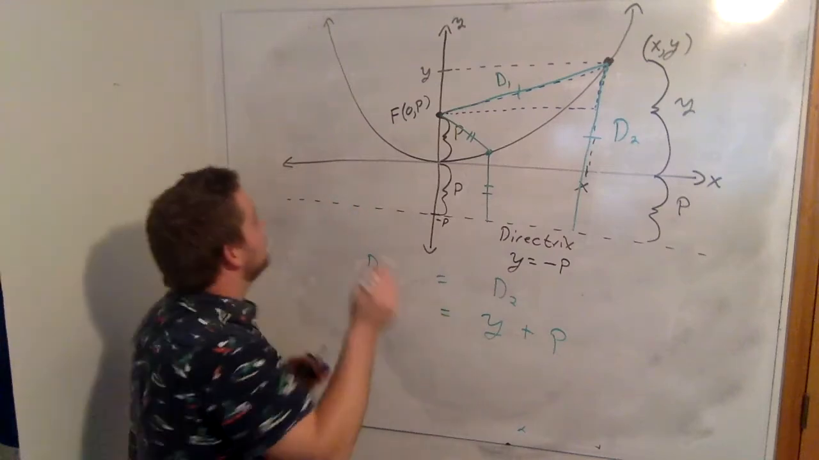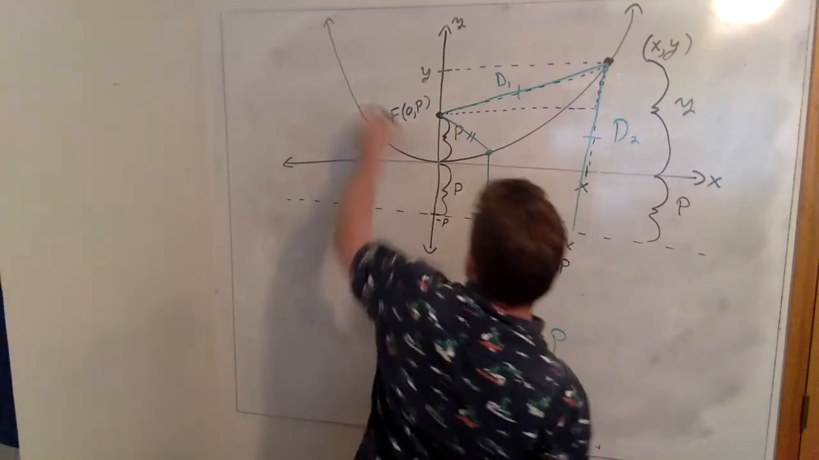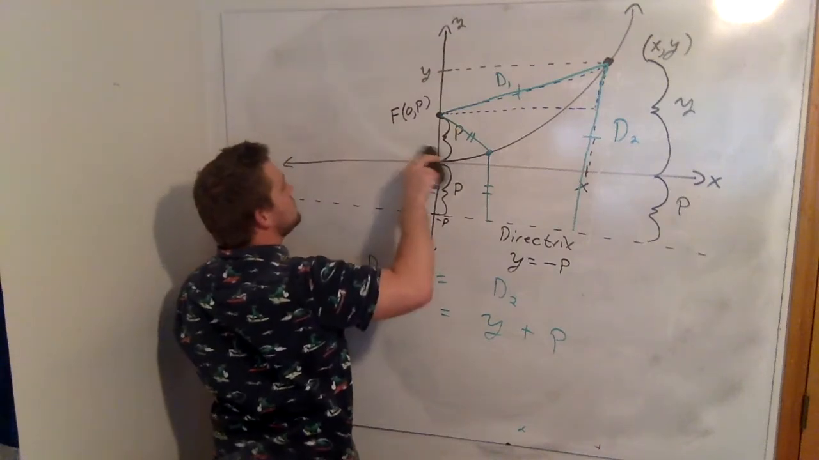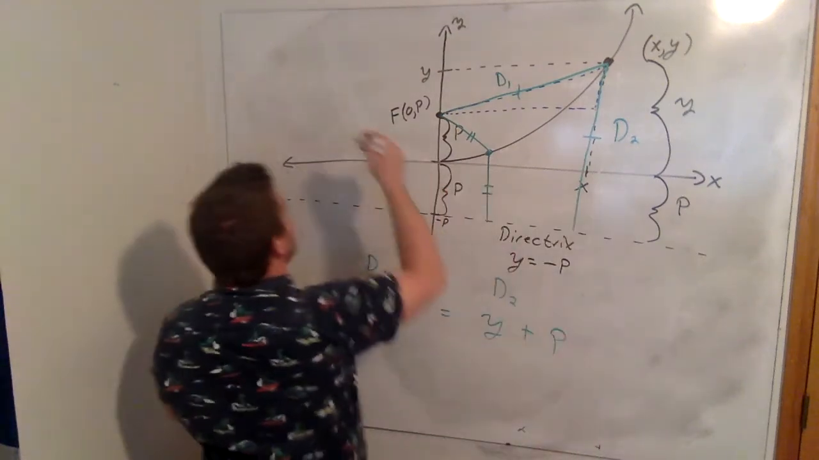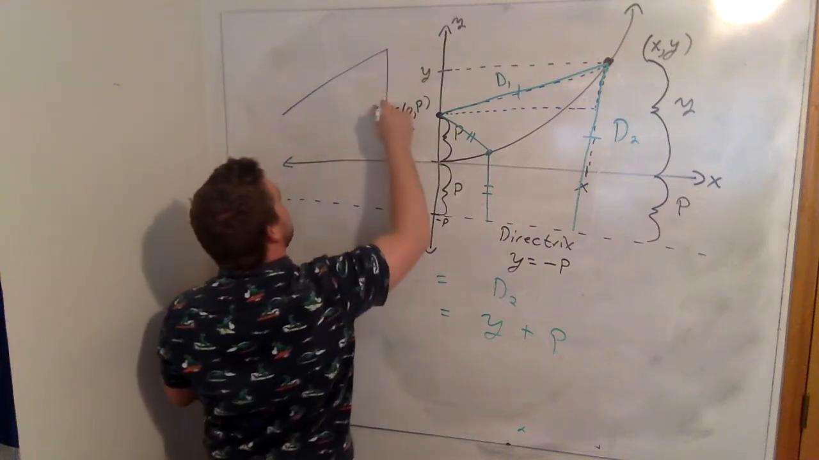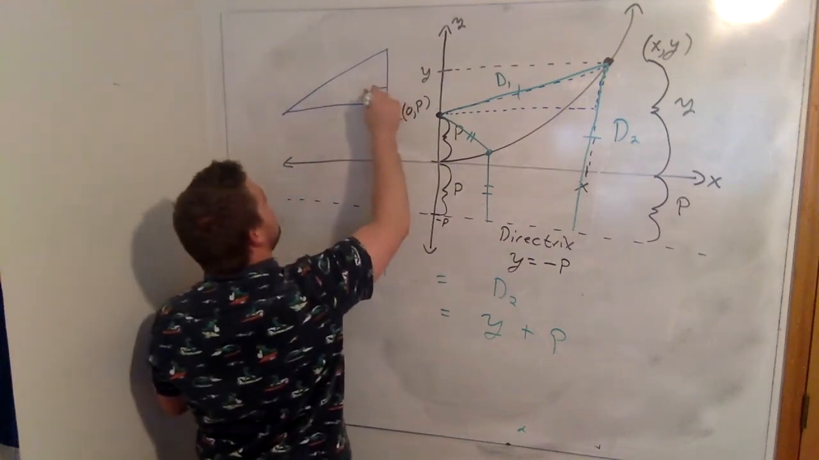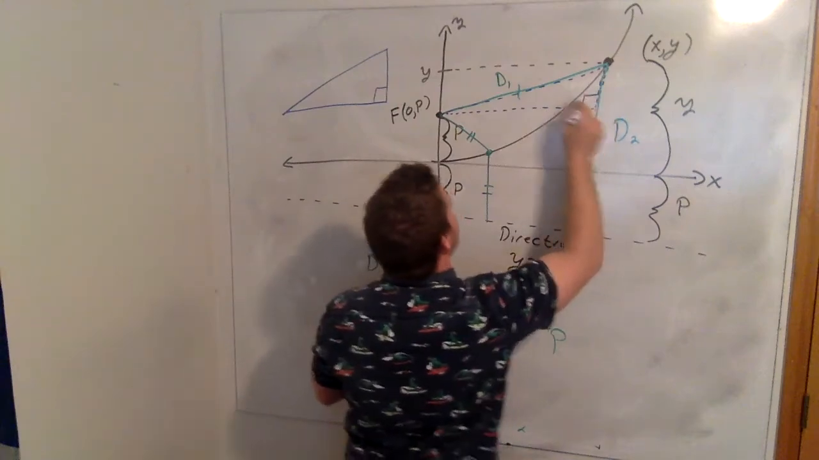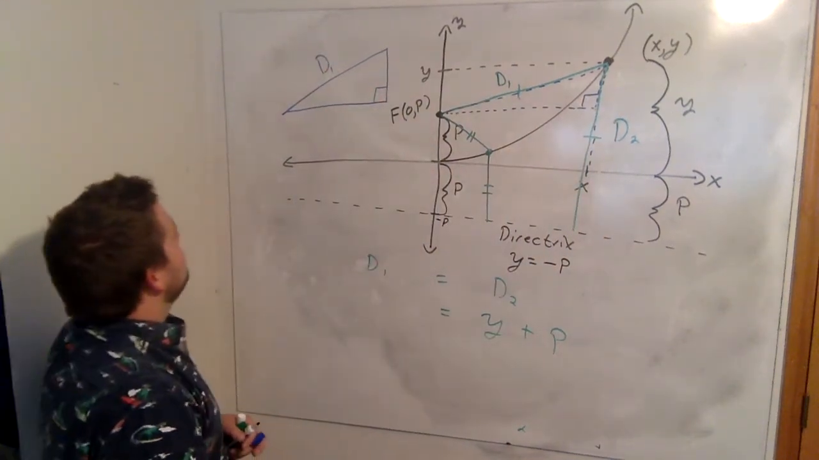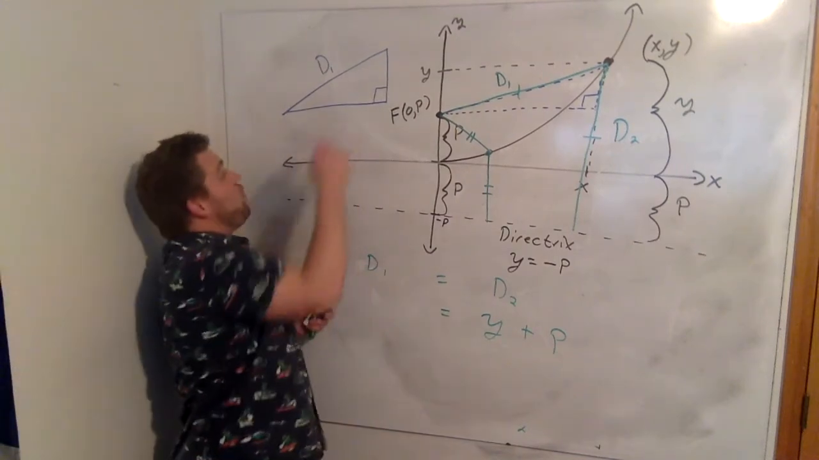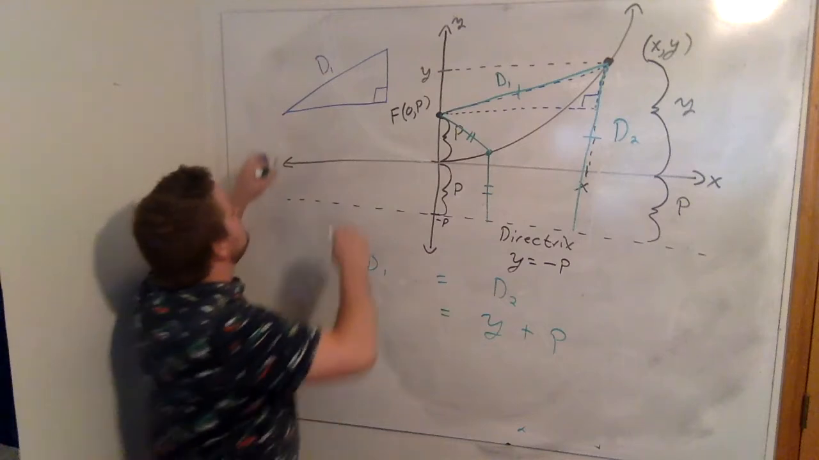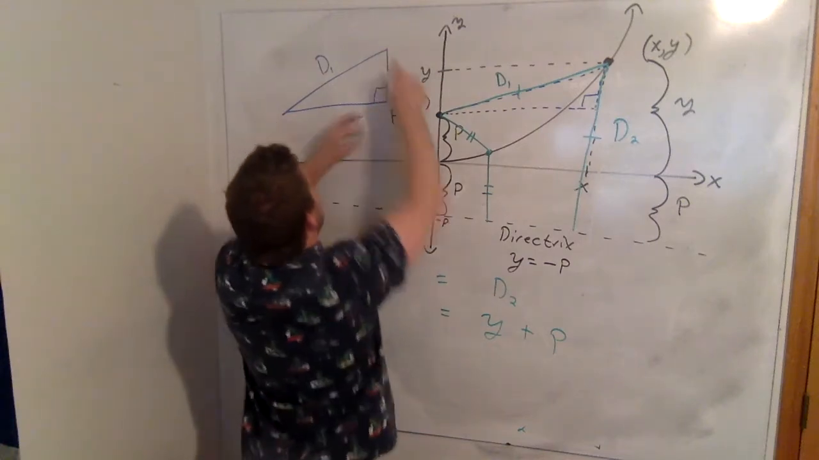Okay, so maybe I'll draw this triangle over here, so our picture's not so crowded. So we have this triangle right here, a right triangle. This is D1. To figure out what D1 is, we're going to try to use the Pythagorean theorem. So we just need to know the length of the two legs.